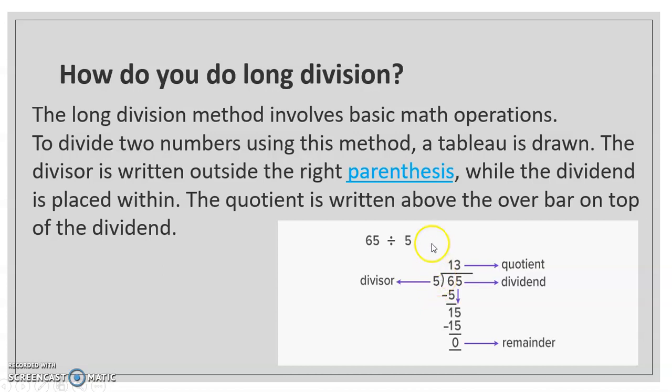The quotient is written above it. This is the quotient, and the dividend goes under the bar. Now 65 is the dividend, 13, which is the result, is the quotient, and 5 is the divisor. In this case, 0 is the remainder, meaning it doesn't have a remainder. Now we'll see how that is done subsequently.